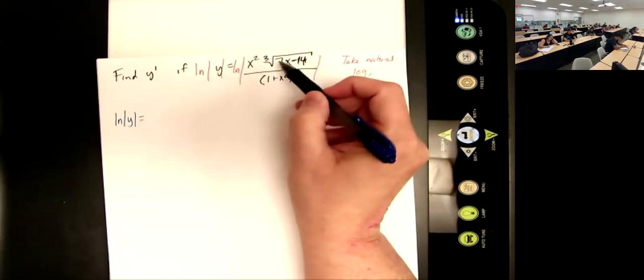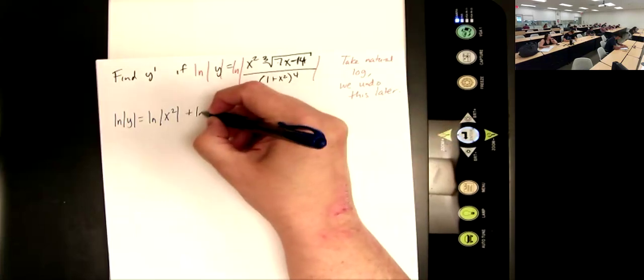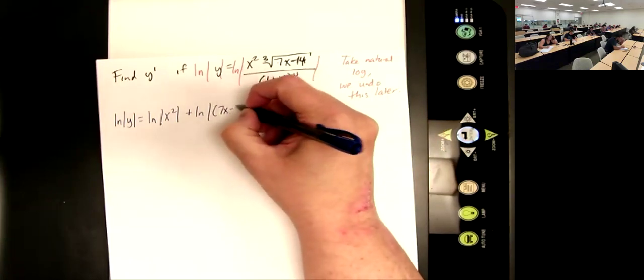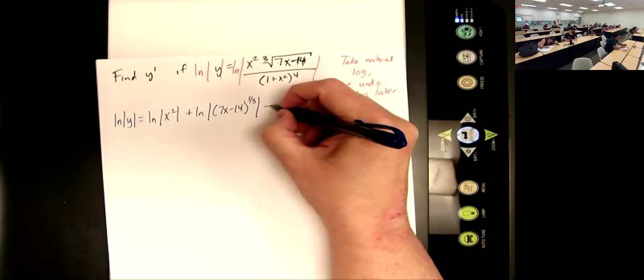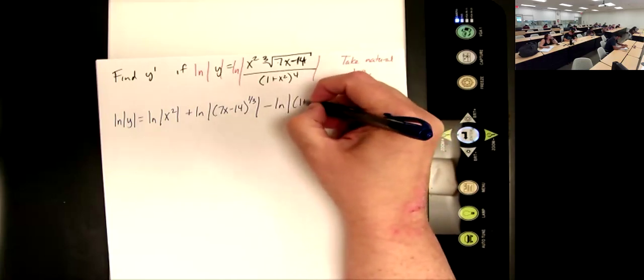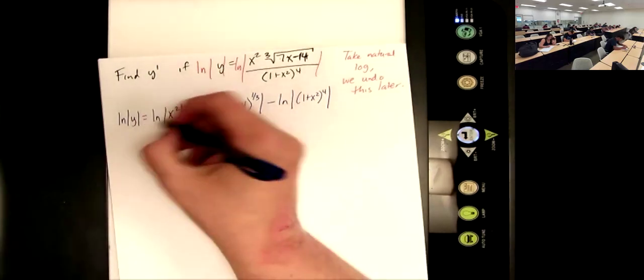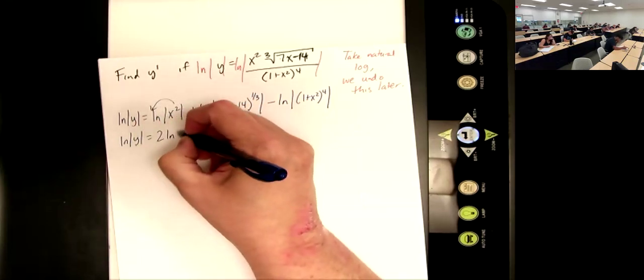When things are multiplied together, it becomes addition. So I can do this as natural log of x squared plus natural log of the cube root. I'm gonna write the cube root as to the 1/3 power. And then when you have division on natural log, it turns into subtraction on the outside. Now we can bring the exponents down. So you just bring all the exponents, put them out front.